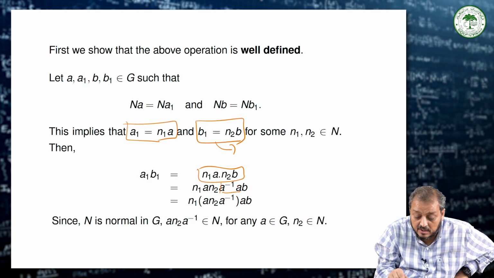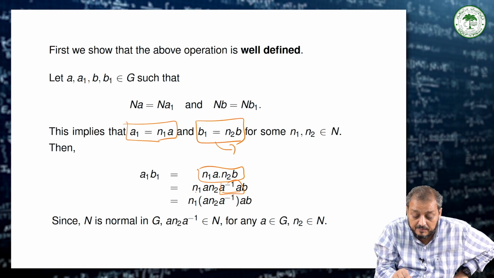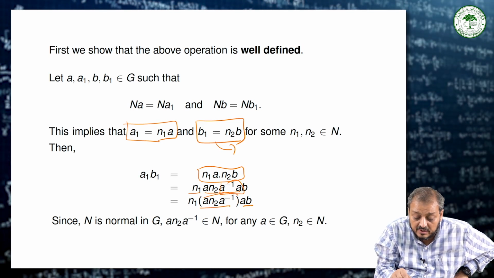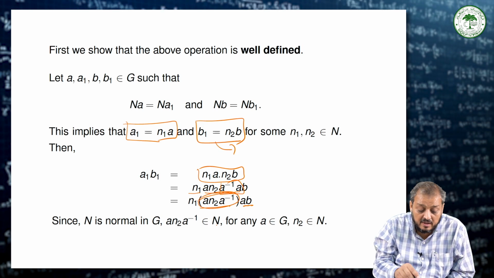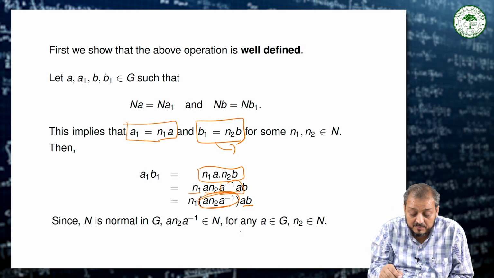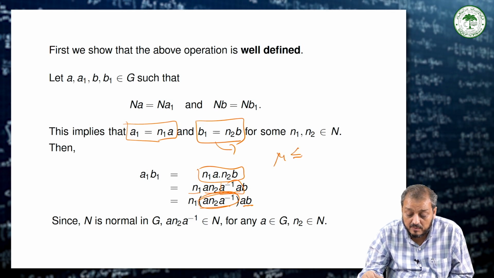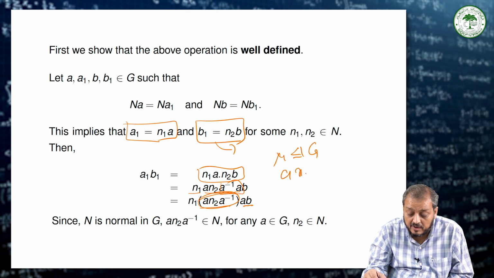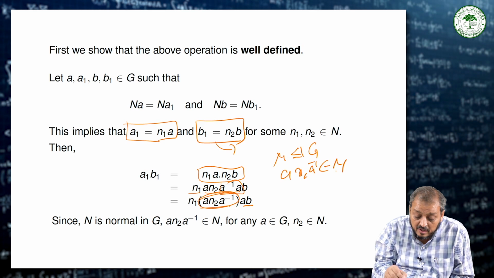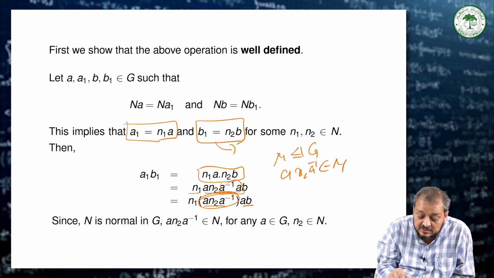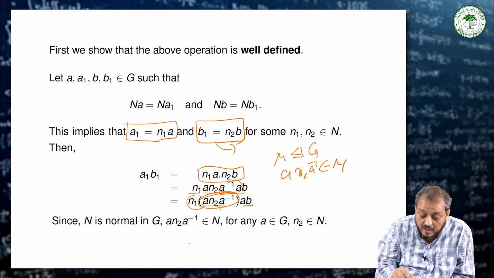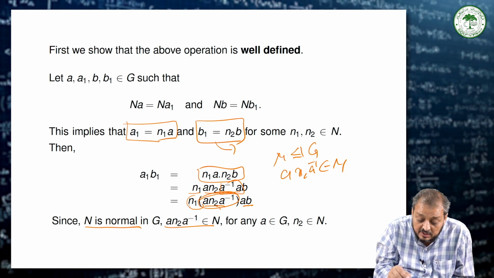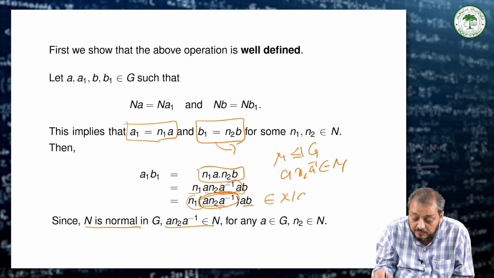So by this we can say that this can be written as n1 a n2 a inverse, and then ab. Since N is normal in G, and a is an element of G, a n2 a inverse is also an element of N. So this is an element of N, and therefore this whole thing is an element of N(ab).